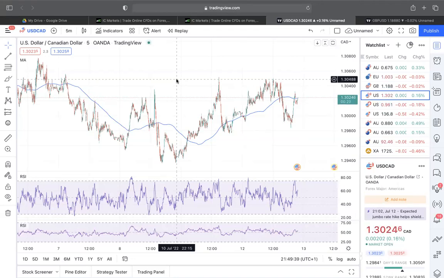It doesn't take a lot, unlike gold. Gold can wick a lot. It can be a little bit harder to trade. So I would stick to these pairs to start off with, definitely.